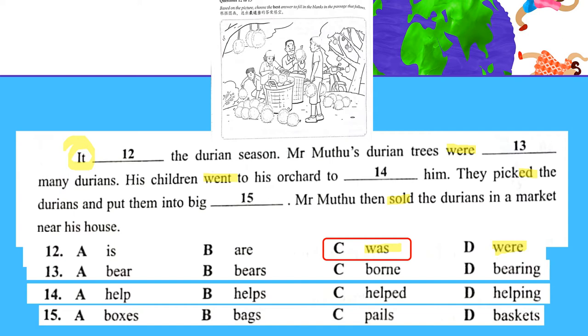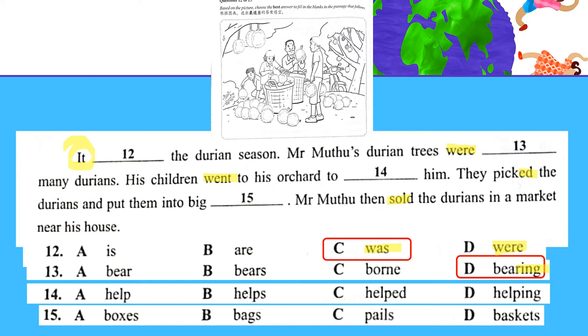Okay, how about number 13? Mr. Mutu's durian trees were many durian. Were bare, were bearing, were born, were bearing. Okay, when we use is, was or were, we always have the word with ing. So the answer is bearing for number 13.